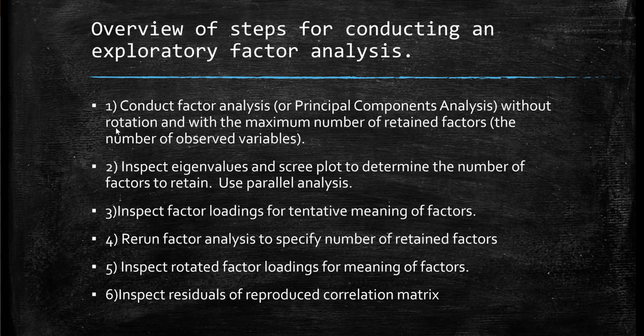And then you would inspect the correlations, you would inspect the eigenvalues, and determine how many factors and the potential meaning of those factors that you're likely to retain. So you should probably use parallel analysis to determine the number of factors you want to retain. You can inspect the loadings for the tentative meanings. Of course, the rotation should help to determine the meanings more decisively. And then you would rerun it and specify the number of retained factors.